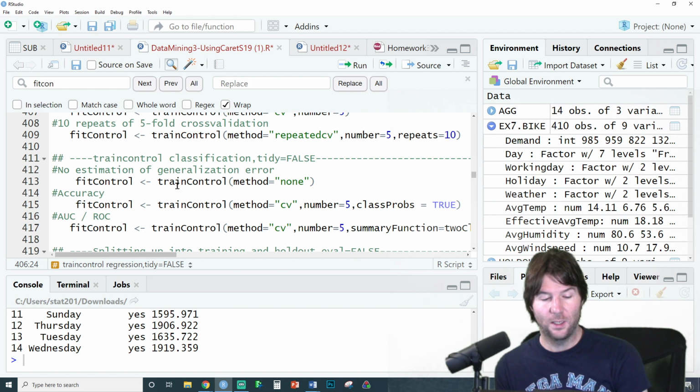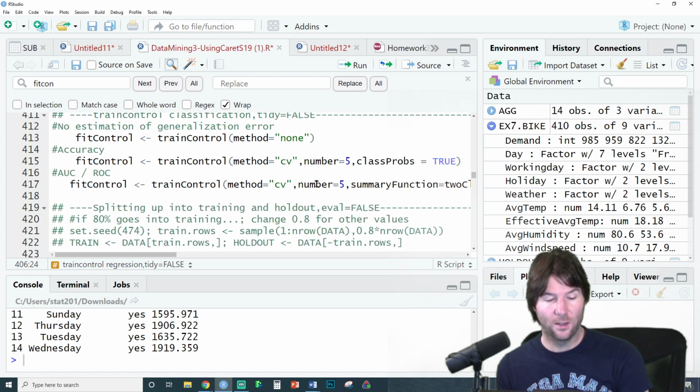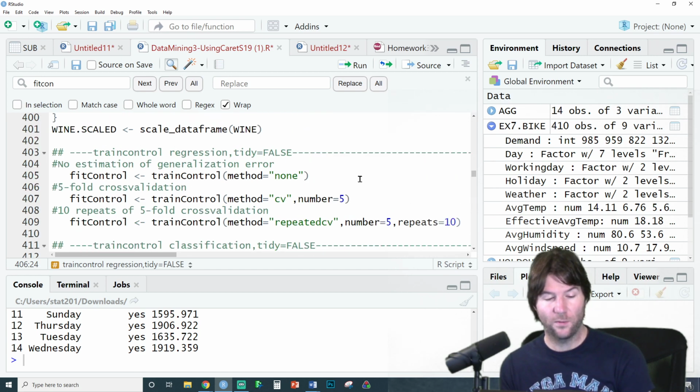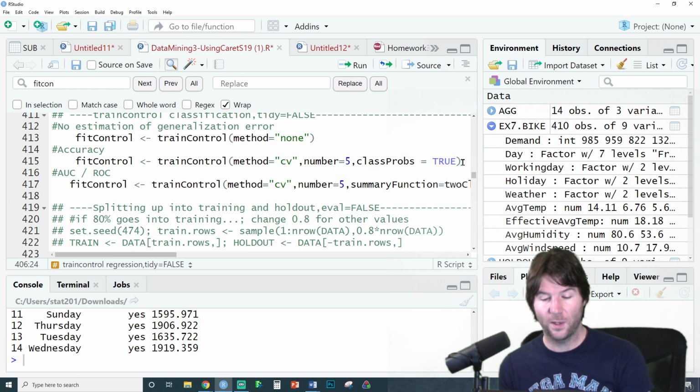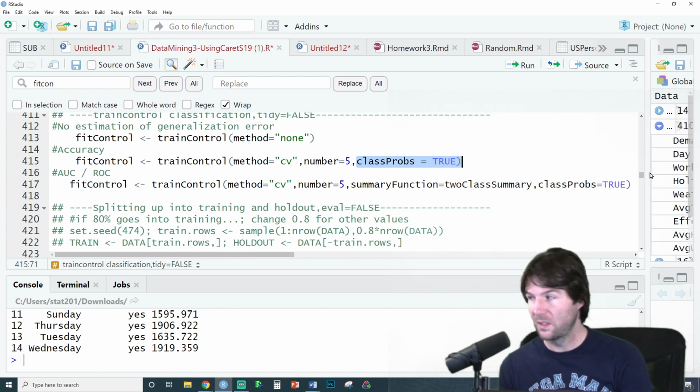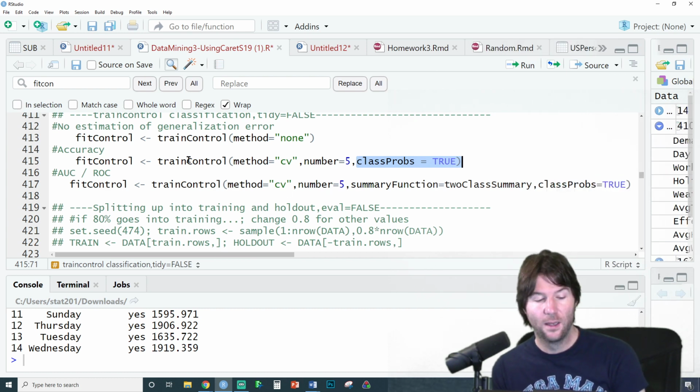We have right here the train control. Now this changes. I want to point something out, that the biggest thing right here is in this section, we're doing it for categorical. In the top one, we do it for quantitative, and the bottom one, we do it for categorical. And you'll notice things like here, class probs equals true. Now with class probs equals true, you can see it over here on this one all the way up the side of the screen, class probs equals true is going to do accuracy.